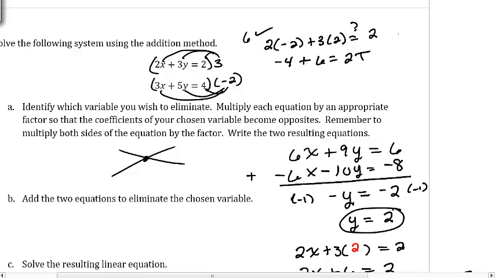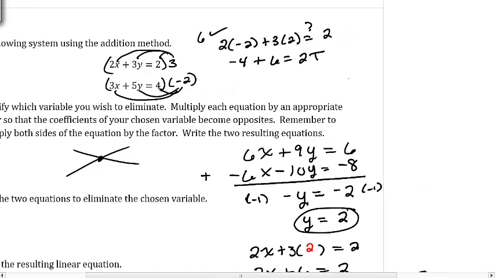Now check our solution in the second equation. That would be 3 times negative 2 plus 5 times 2. And we want to know, does this give me 4? Well, here we have negative 6, and then plus 10. And yes, that does give you 4. And so both of them worked.